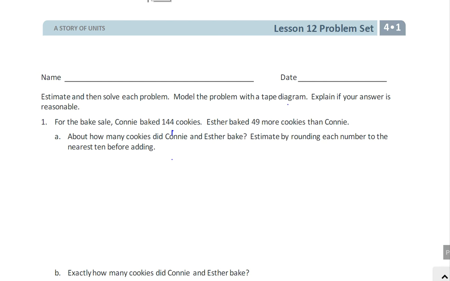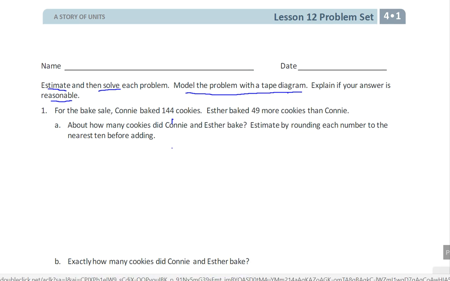Okay, so number 1, we're going to estimate and solve. Estimate, then solve. So we're going to estimate first, model the problem with the tape diagram, and explain if your answer is reasonable. First, we're going to draw the tape diagram, and then we're going to do the estimating and then the exact answer. So let's go ahead and start with the first one here.